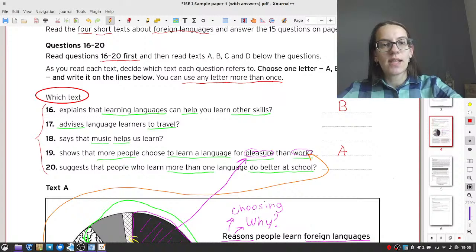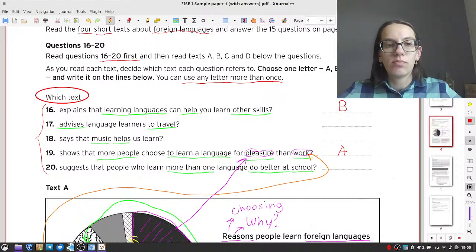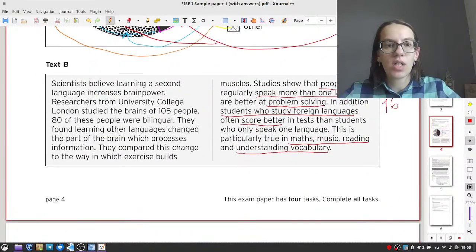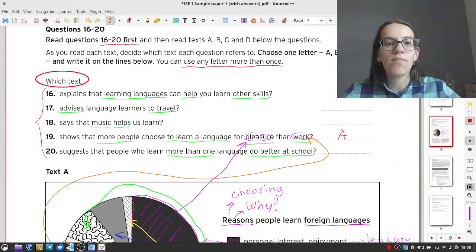Now, advises language learners to travel. Does this text advise language learners to travel? In fact, we have nothing at all about traveling in this one. So, no, it's not B.